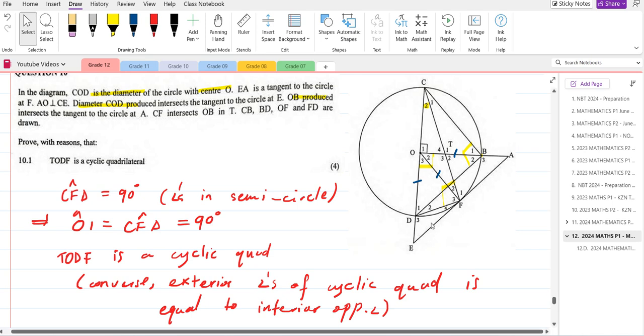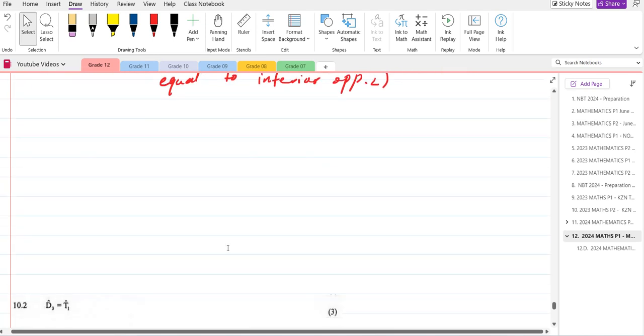Alright, so I think I marked off too much of information here, but anyways, I don't need that 90 because I know that's already 90 there. That's 90. Remember, F3 and F4 is also 90 over here because it is a radius perpendicular to tangent. F is a tangent and OF is a radius. Okay, so keep that in mind. Next question.